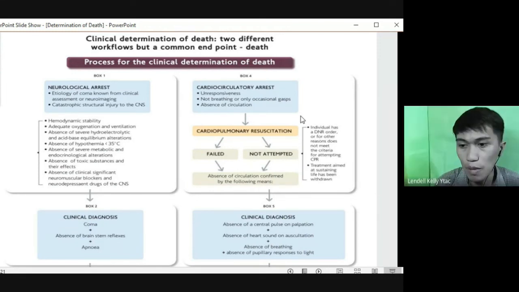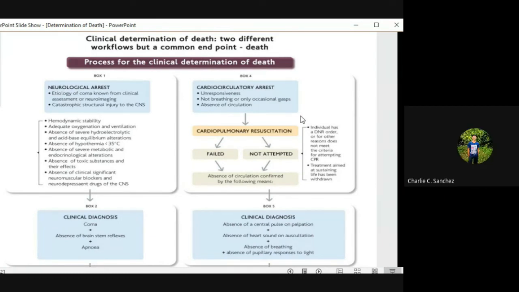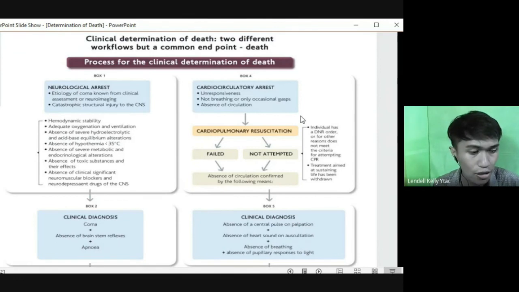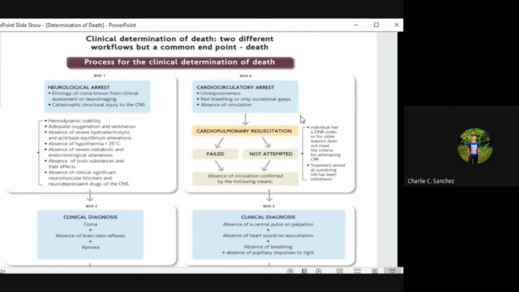So when a DNR, do not resuscitate, is stated, you really must not resuscitate. Because if you resuscitate, you are at fault. You are violating the ethical principle of autonomy. So, it is the patient's decision. Yes, a follow-up, sir.